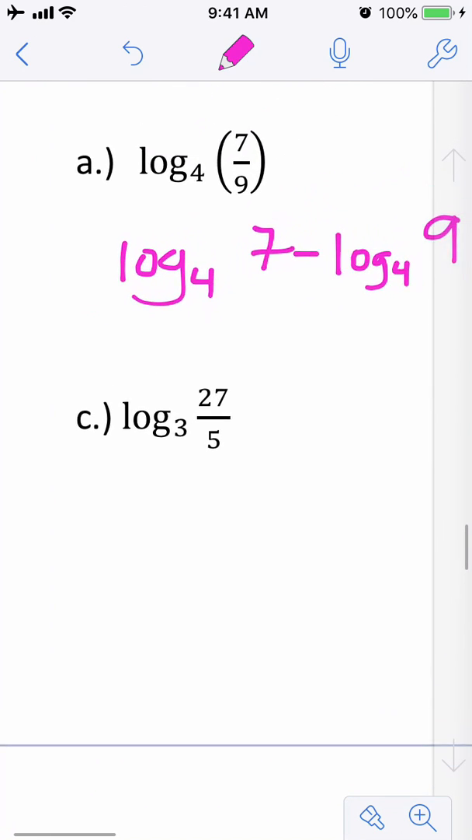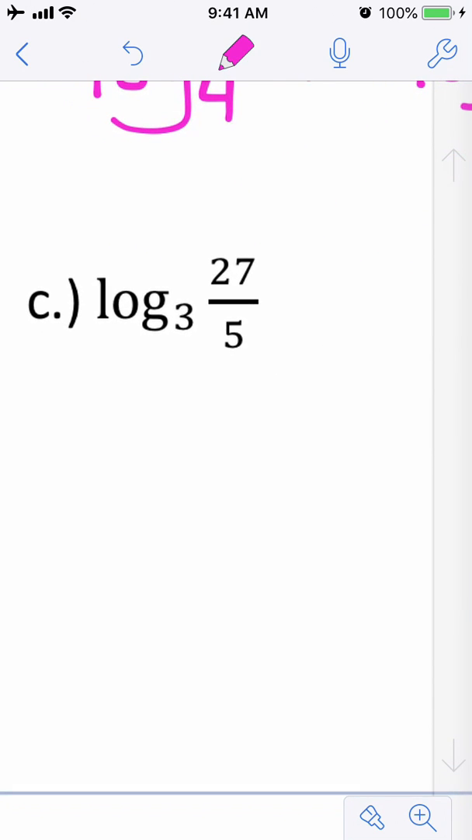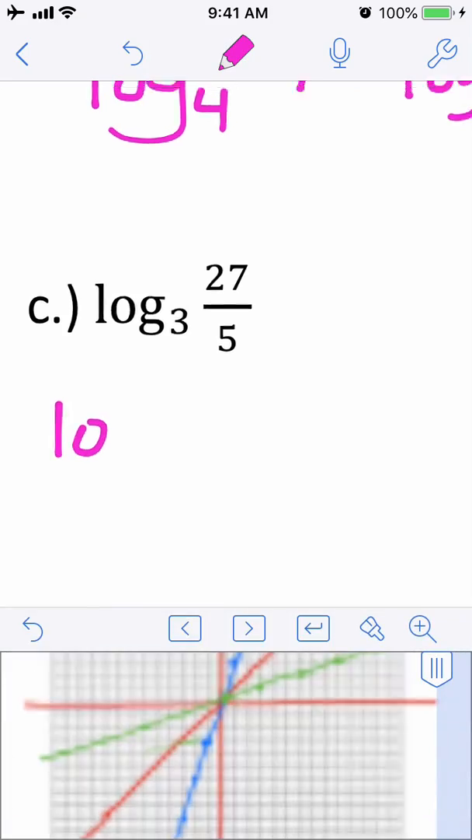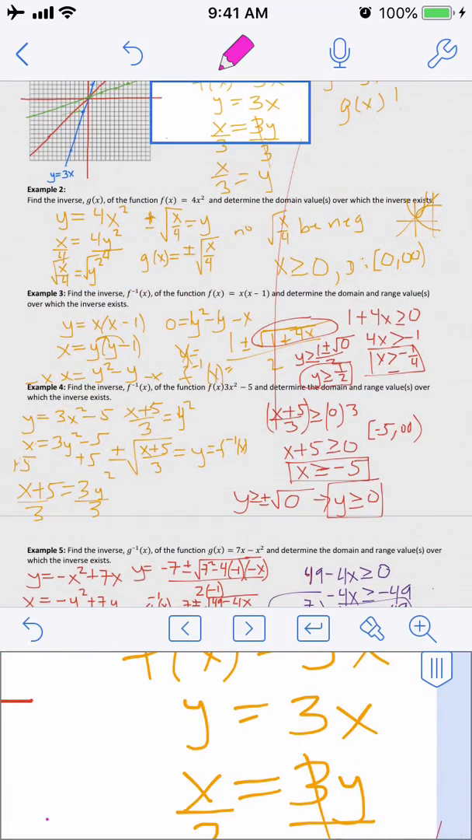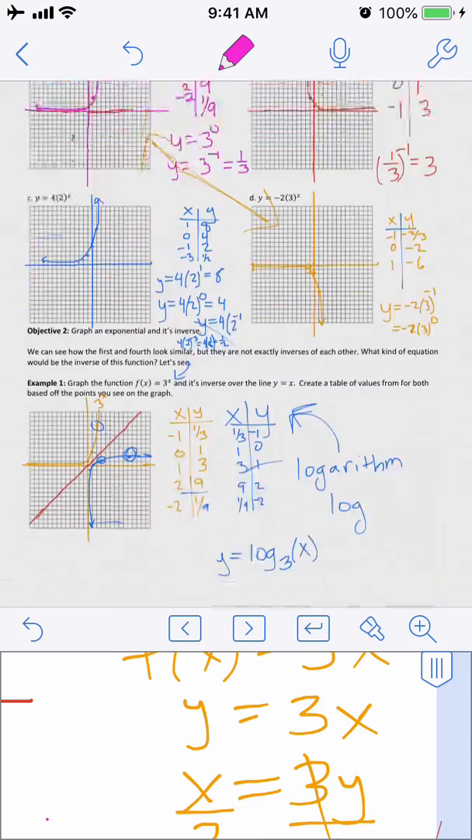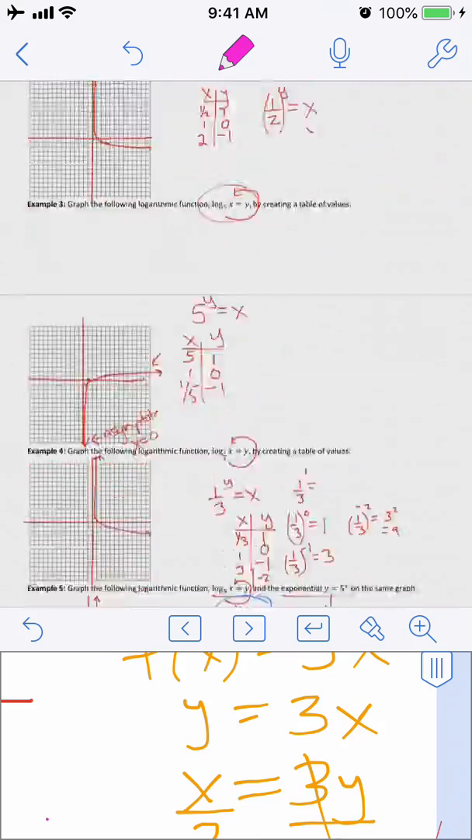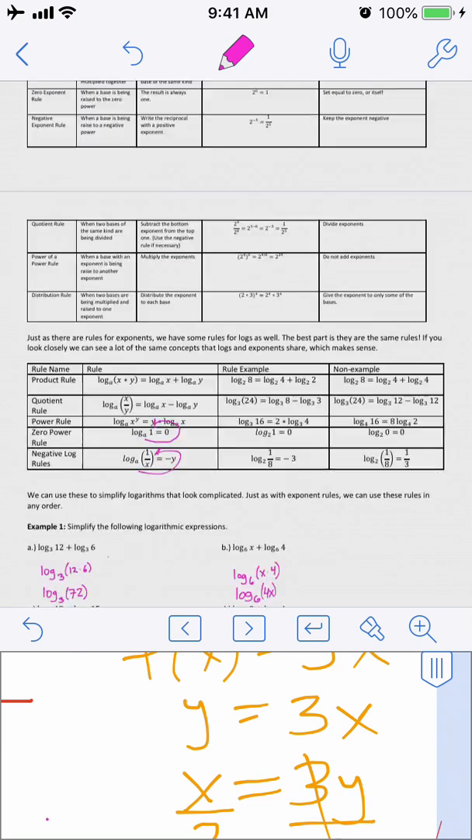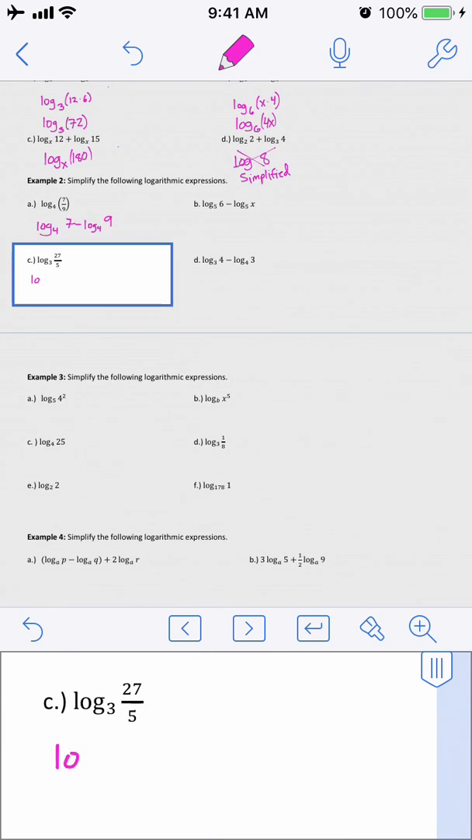Let's try another one of those, actually, before we go on to an actual condensing one. Let's do another one of these. So I have log 3 of 27, goodness gracious. Okay, hold on. Start all the way back at the beginning. Let's go back to where we were before. So I have log 3 of 27 over 5, right?